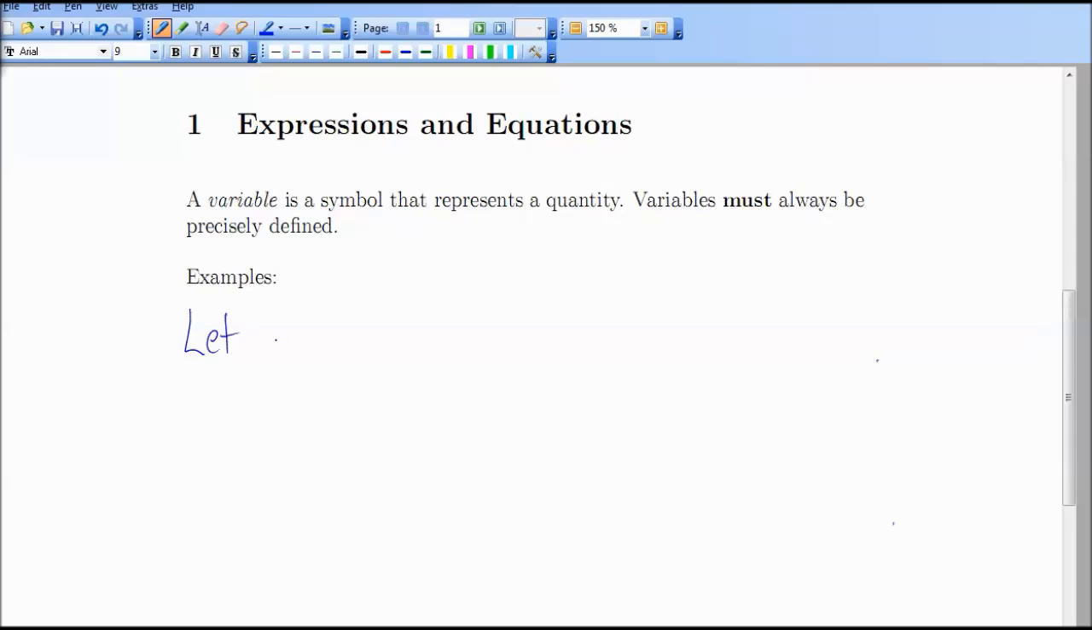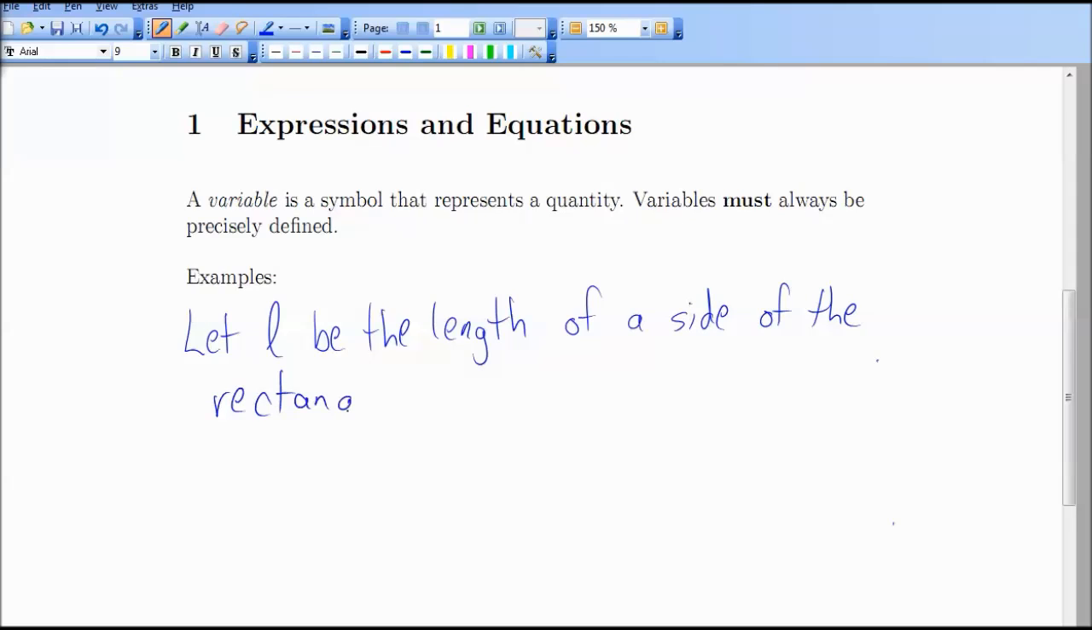So we'd say let L, for instance, be the length of a side of the rectangle. Now, of course, for a rectangle, we have several different sides, so maybe I should also include a little picture. Maybe this is the side I want to call L. And I'd also like to have some units here, of course. What are we talking about? Are we talking about in inches, in feet, in meters? If we don't specify, then really the reader doesn't know. So let's say in meters.